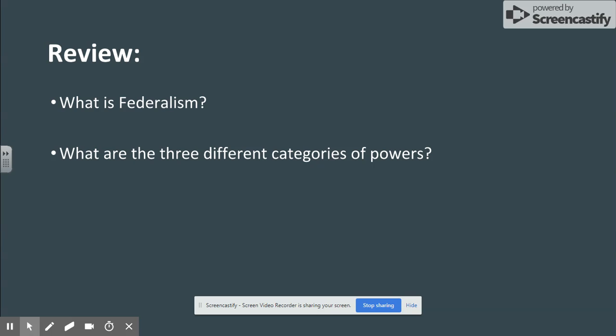Okay, last slide, review time. What is federalism? I'm not going to tell you the answer. If you need to, go back and check the top of your notes. And what are the 3 different categories of powers? I'll go ahead and tell you that one. That's enumerated, concurrent, and reserved.